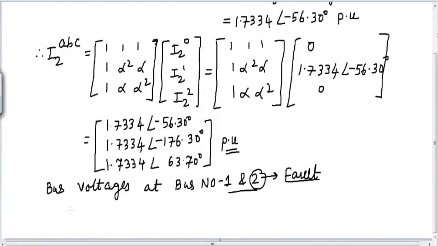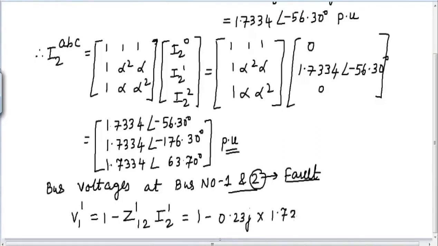So let us calculate this, and we know that only the positive sequence component is present. So we will write it this way: V11 = 1 minus Z_IK I, where I is 2 and 1 and K is 2, so Z11, I21. So this will be 1 minus Z12 I21. What is Z12? If you check in the ZBus, it is 0.23j, multiplied by I21, which you have just now calculated, 1.7334 at an angle of minus 56.30. In this way you will get the value of V11. So please reply what is the value of V11.